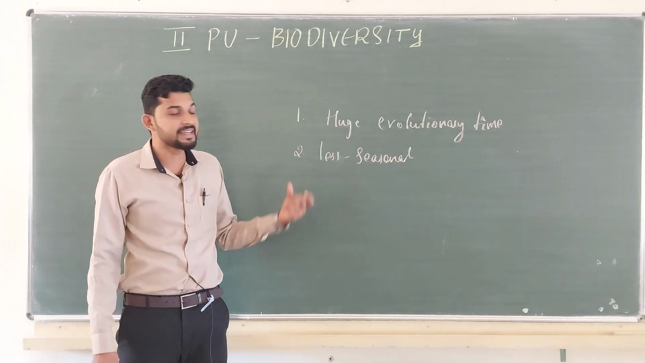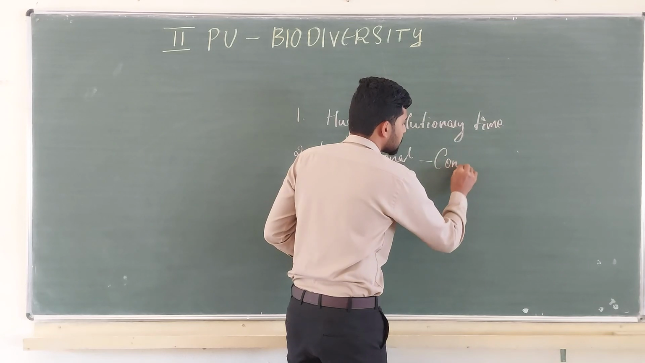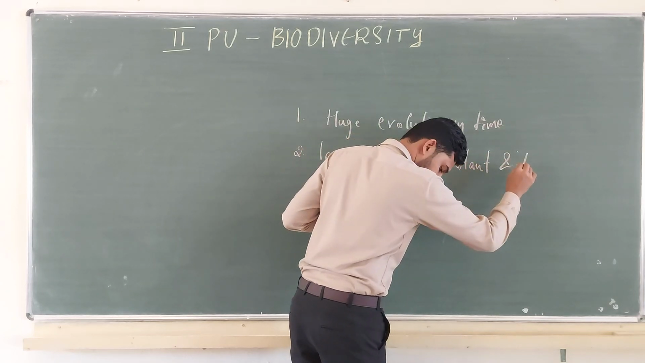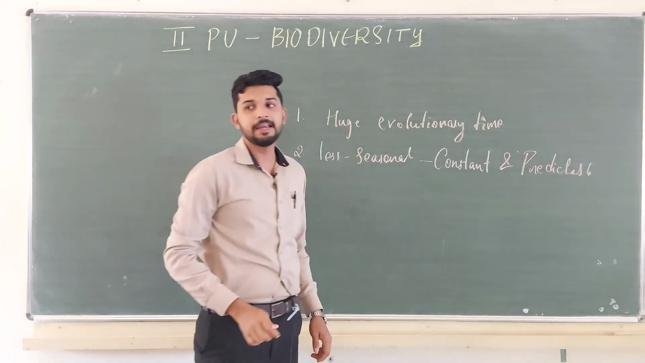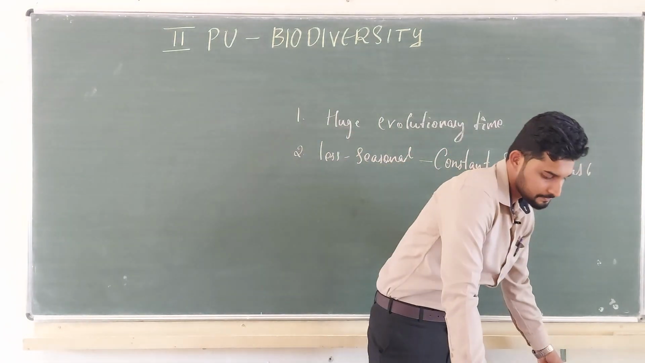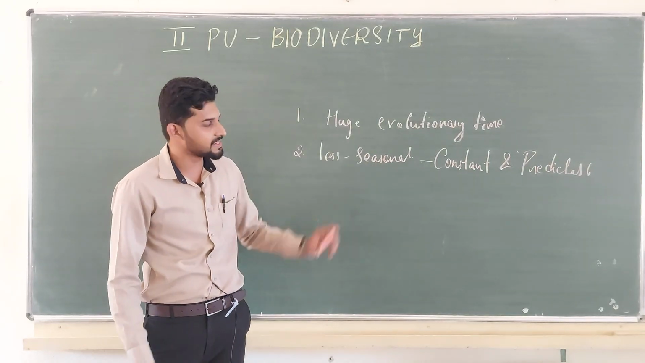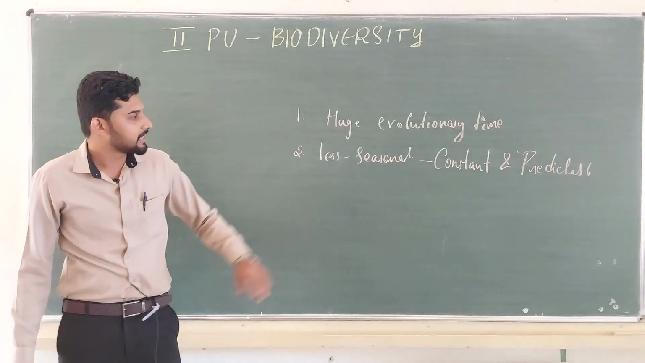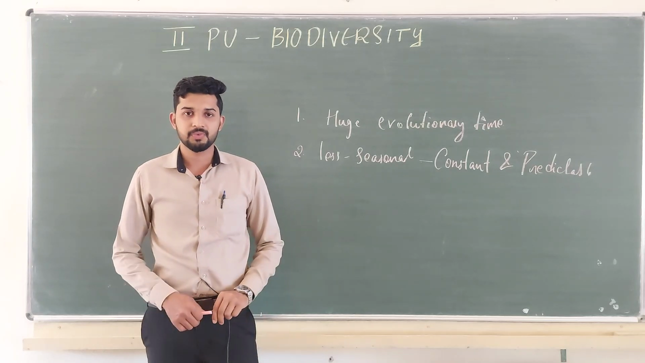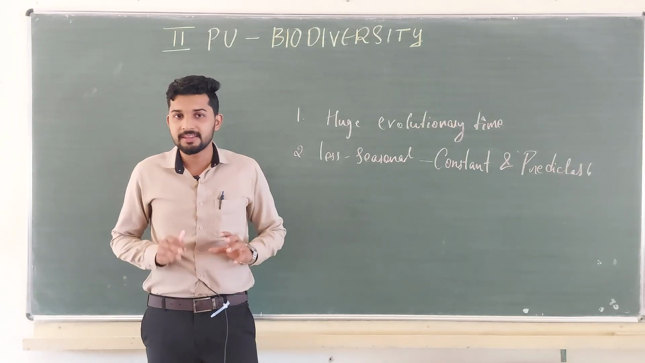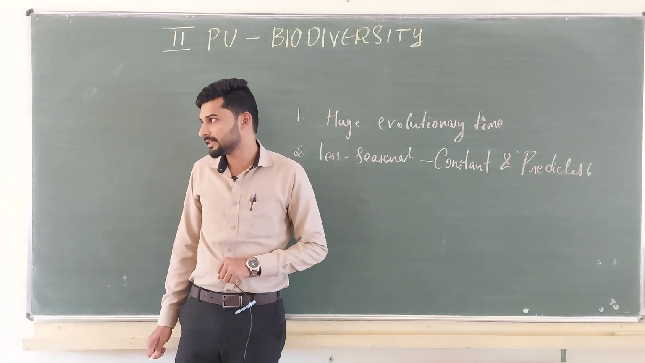Because of being less seasonal, the environment is constant and predictable. I repeat, the first point: they received huge evolutionary time, and they are less seasonal, meaning there is no particular distinct season, which results in a constant and predictable environment. Because of that, they consist of a huge number of different species. These are the two reasons.